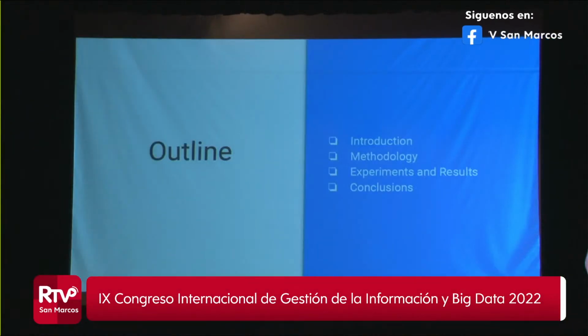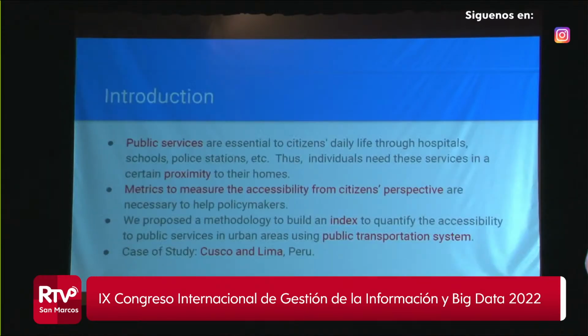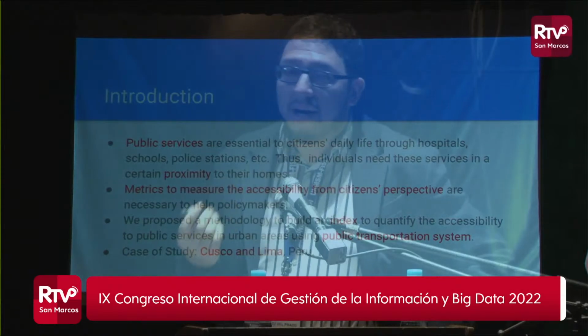So the outline of my presentation: first of all, I'm going to give some introduction and try to tell you why this is interesting. Then I wanted to talk about the methodology, show some results, and then make some conclusions. So the basic idea here is to try to evaluate the public services which are essential for citizens and look how far or how close they are from their homes. Because citizens need this kind of information, this kind of services, to make their lives easier and to have access to health, education, and some other services.